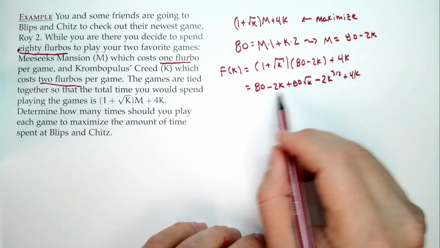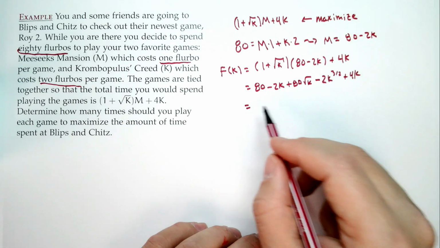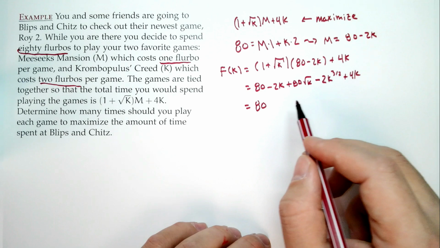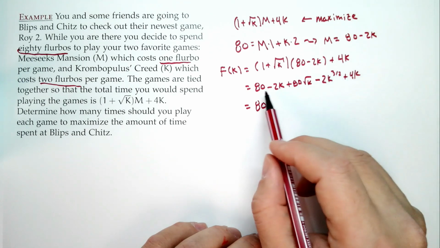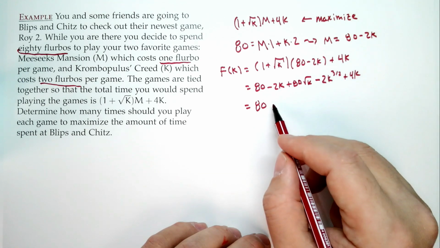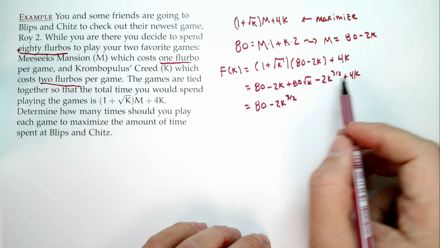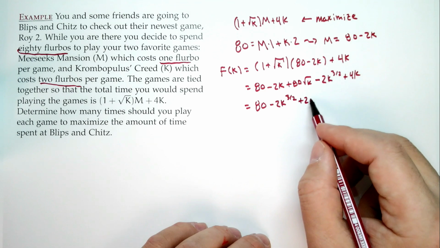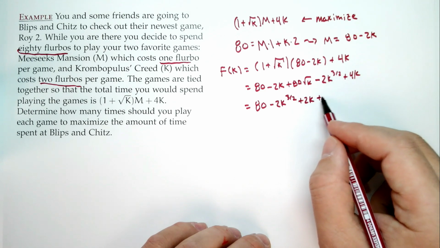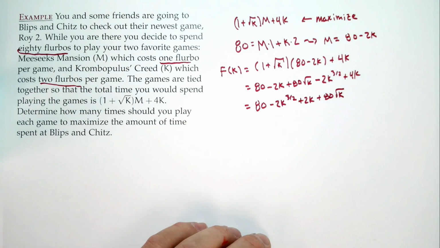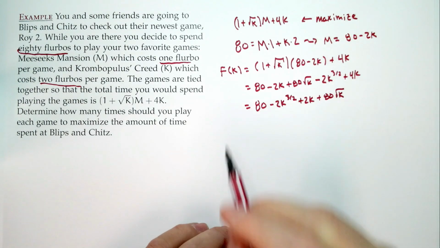You notice that the plus 4k and the minus 2k can go together. And so we end up with 80. And if we do this in powers that are sort of going down, so let's see, minus 2k to the 3 halves, that's the largest power. Plus 4k minus 2k is plus 2k. Then plus 80 times square root of k. Now we take our derivative.